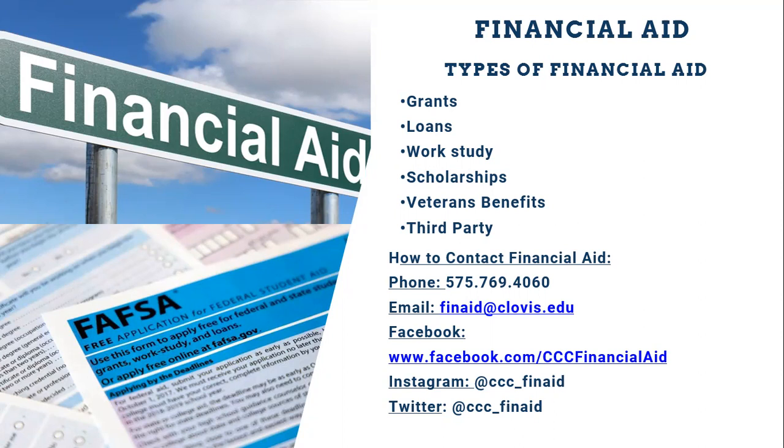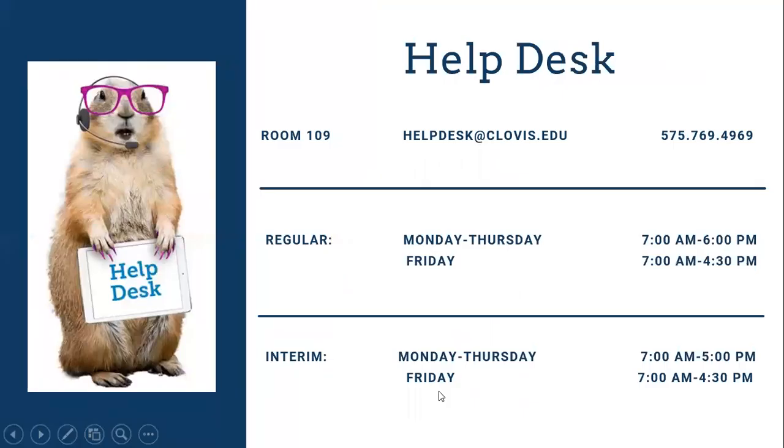You can apply for financial aid if you're not sure if you're eligible or how to go about getting scholarships, or becoming a work study, or how that works. Please contact the financial aid office at 575-769-4060, or you can always email them at finaid@clovis.edu. Check out their Facebook page, Instagram, or Twitter.